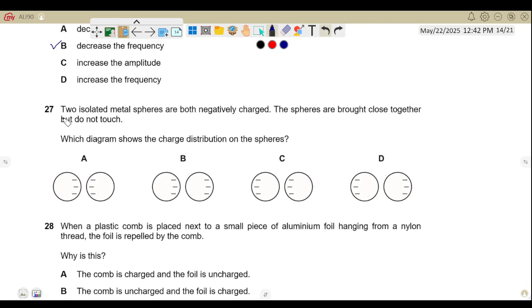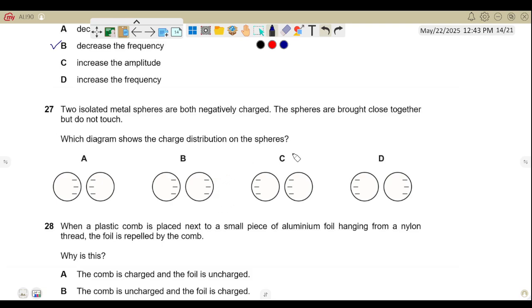The 27th question: two isolated metal spheres are both negatively charged, with the same type of charge. The spheres are brought close together, but do not touch. Which diagram shows the charge distribution on the spheres?